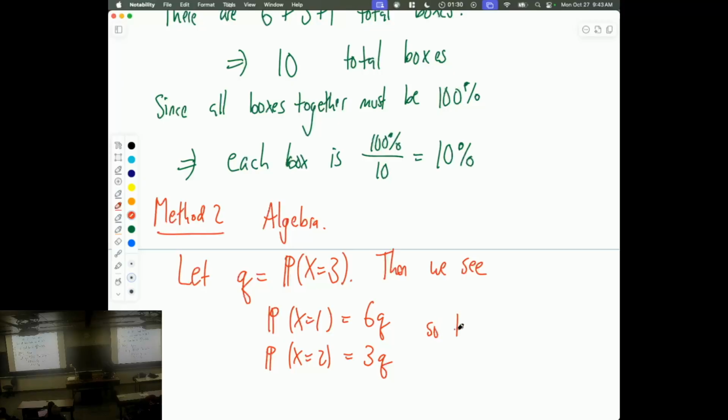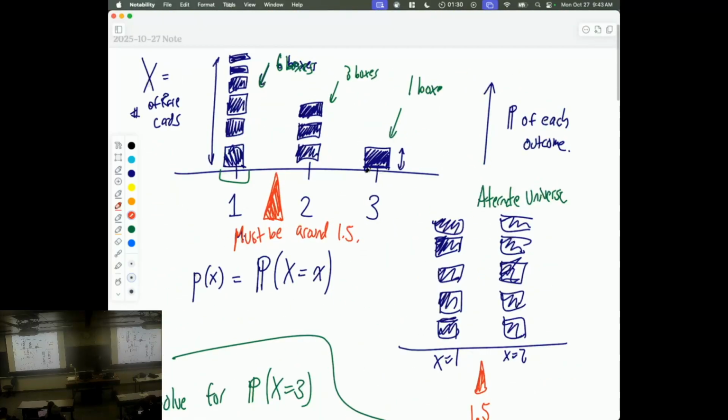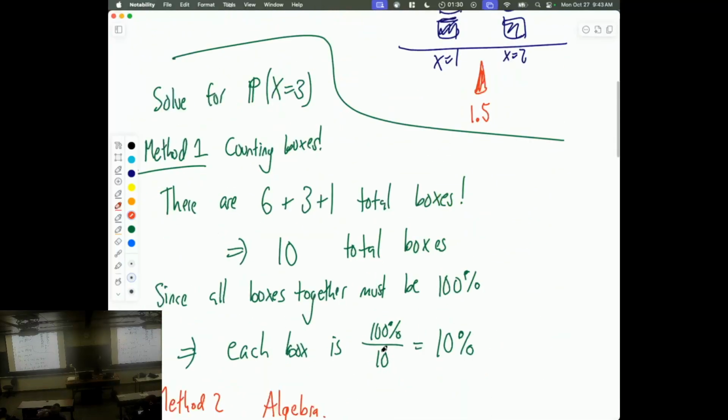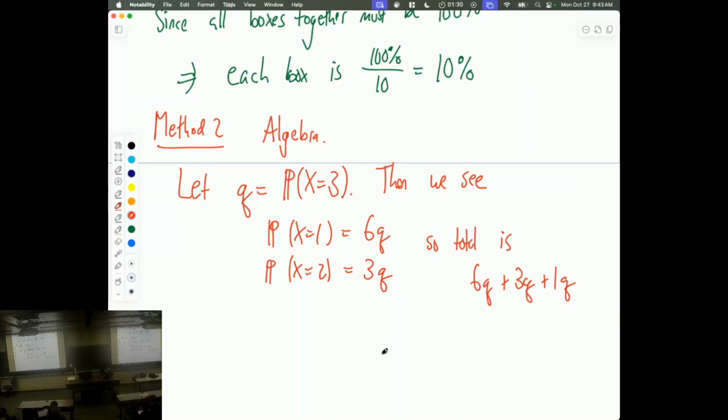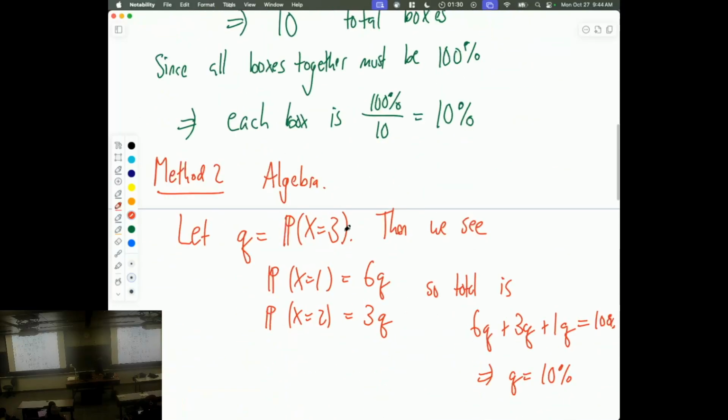So total probability is 6Q plus 3Q plus 1Q. So in fact, the algebra way is to just, instead of calling it a box, give the box a name. And I called it Q, but we're really just counting up the number of Qs we have. We have 6 plus 3 plus 1. And so we get the equation, this is 100%, and therefore Q equals 10%. So the algebra way is really identical to the counting boxes way. It's just that one is a little bit more intuitive than the other.